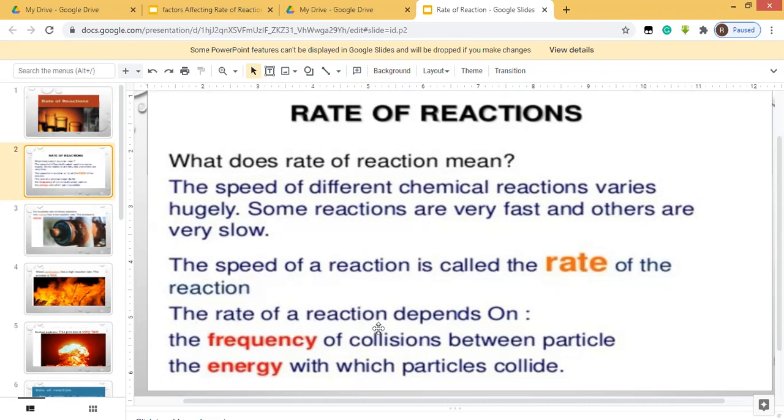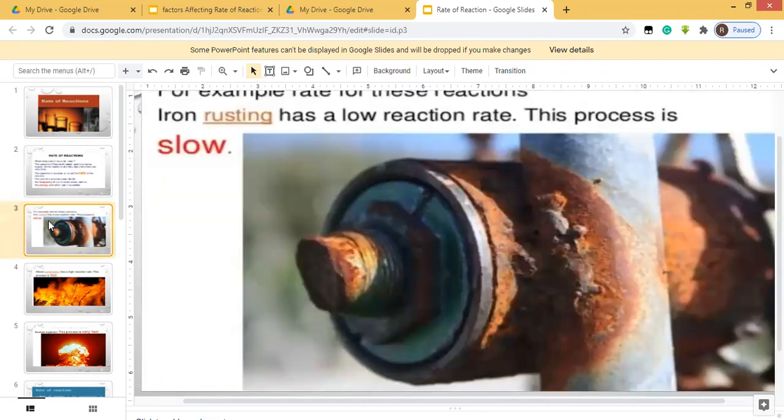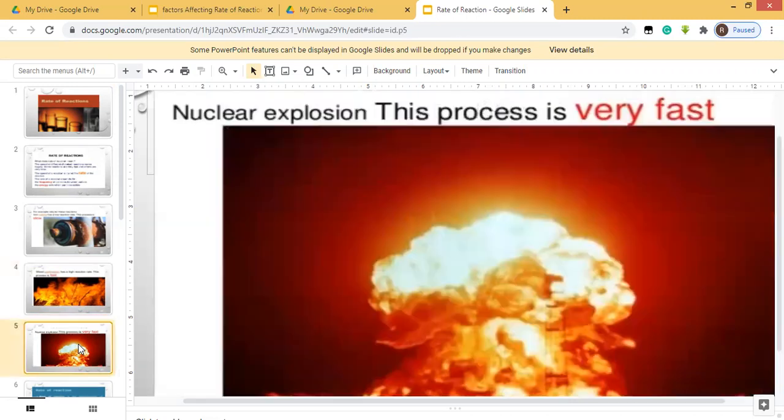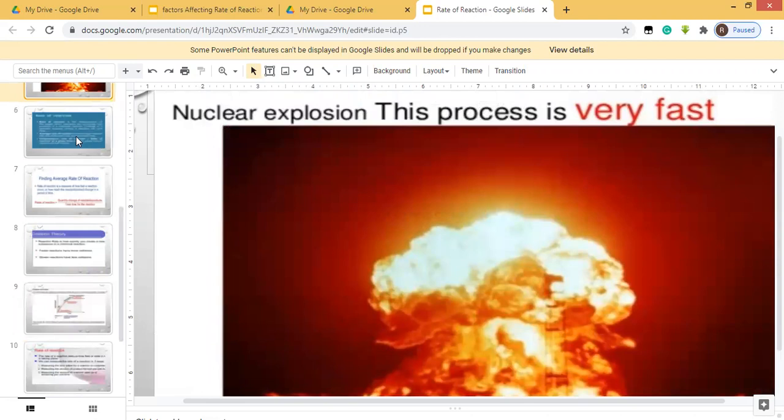The rate of the reaction depends on the frequency of collision between particles and the energy with which particles collide. So look at these examples. For example, this is the rusting of iron, which has a low reaction rate. So this process is usually slow. While this is the combustion of wood, which has a high reaction rate, and this process is fast. In comparison, in a nuclear explosion, this process is really very fast. So in this, you may see there are different rates of reactions.